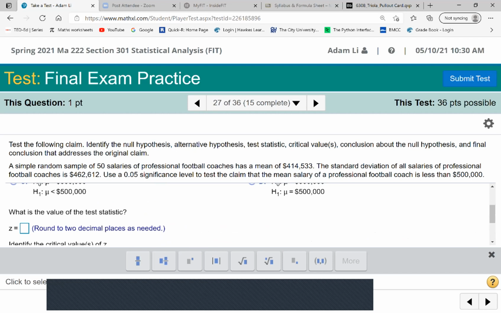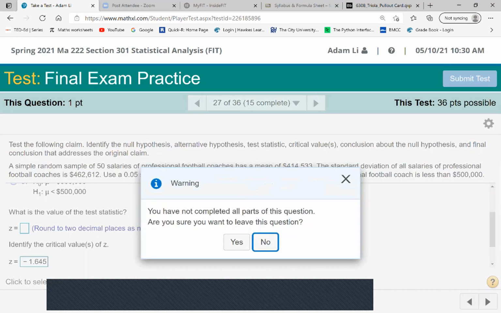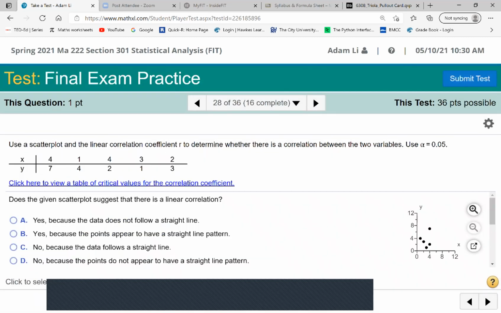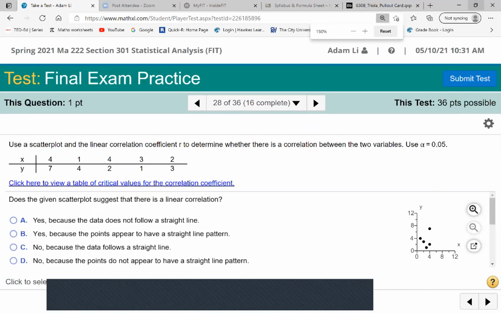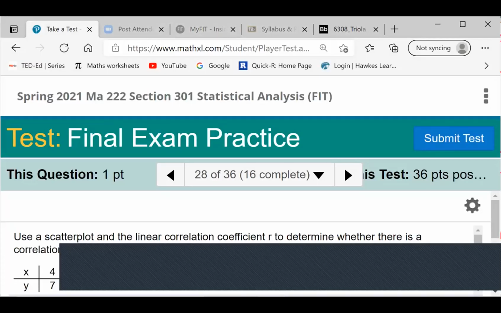We are testing population mean mu here. Okay, and this is question 28. Okay, and starting from this question, the rest of them is all about chapter 10, correlation and regression. So you just gotta plot a linear correlation coefficient R to determine whether there's a correlation between the two variables using alpha equal 0.05. And so here we need to do a data entry first and input this into the Excel.